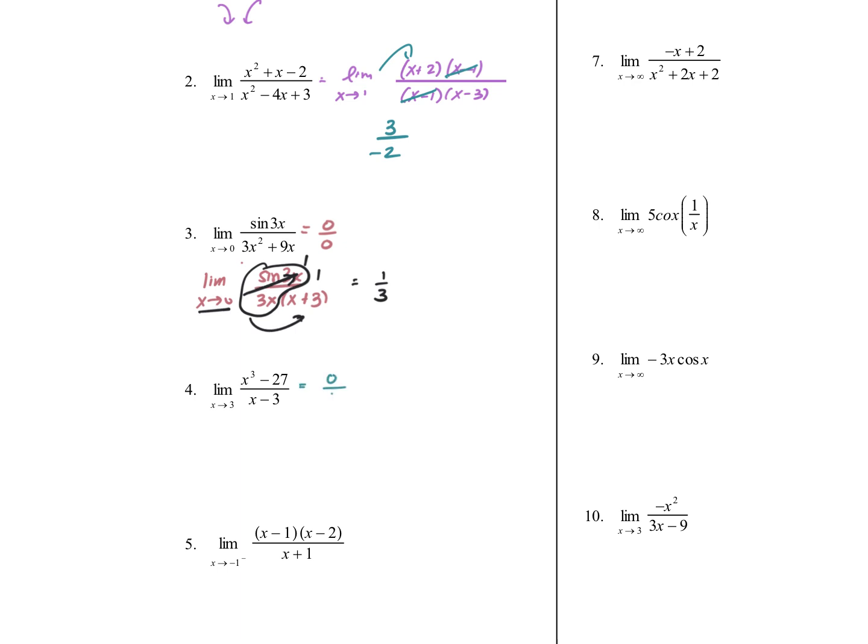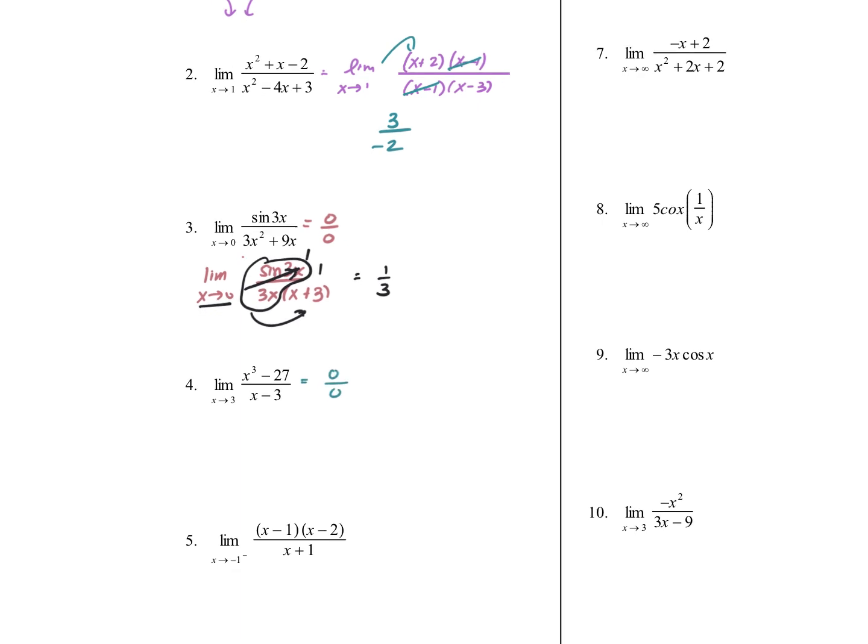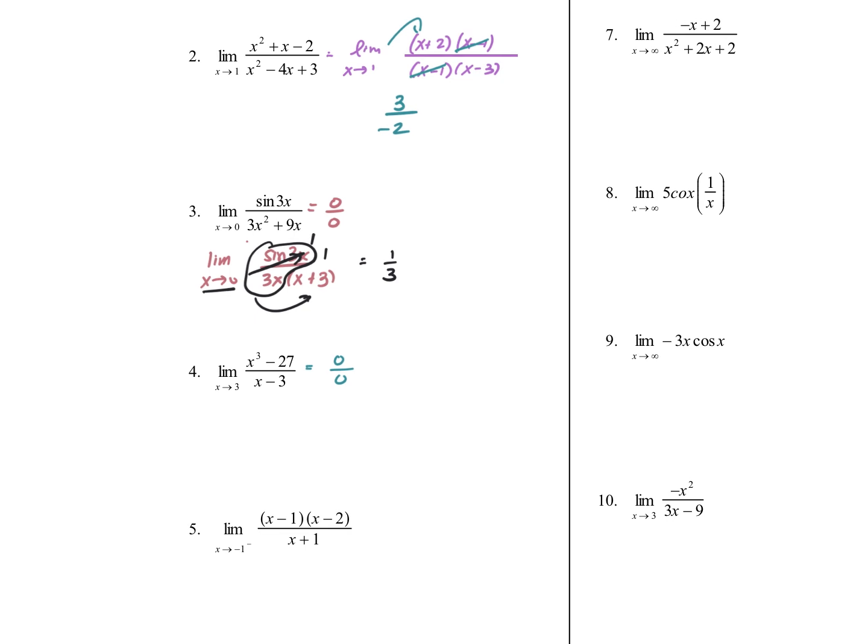For number 4, plug in, you get 0 over 0. That means you can factor. You really should know how to factor a cube. I think when we taught this in Algebra 2 honors, we used u and v. I like to just think of it as find the cube root of each term. So it's going to be x minus 3.